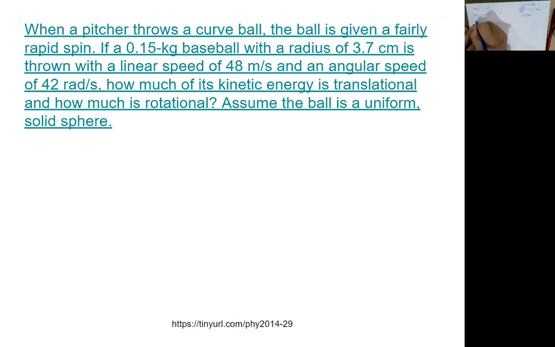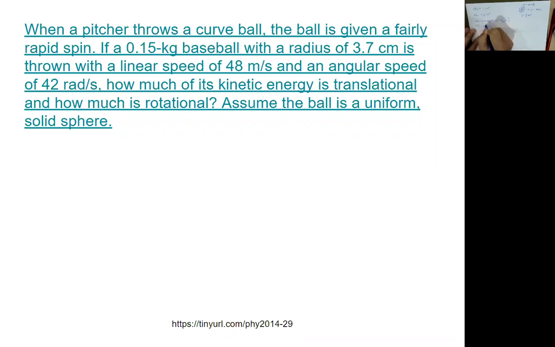All right, so let's see. KE_T is 1/2 m, given as 0.15 kilogram, times 48 meters per second squared. So that's 173 joules for translational kinetic energy.